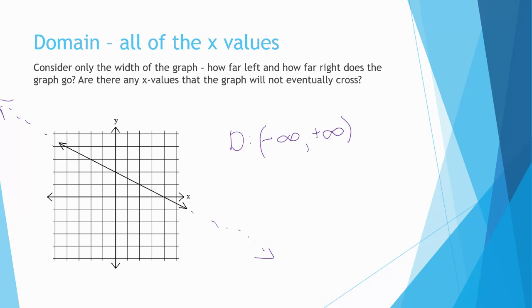Remember we talked about in notation that we always use parentheses with infinity. So your domain here is simply all the way left forever and ever towards negative infinity, all the way right forever and ever towards positive infinity.